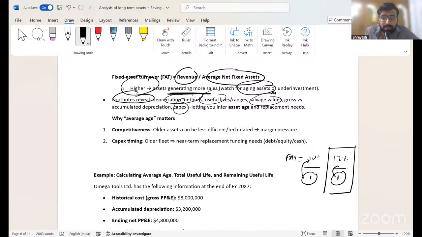Sir, capex कैसे पता चला? From the asset's age. That the asset is very old and very close to the end of its useful life. So the age is a lot, that might trigger capex.